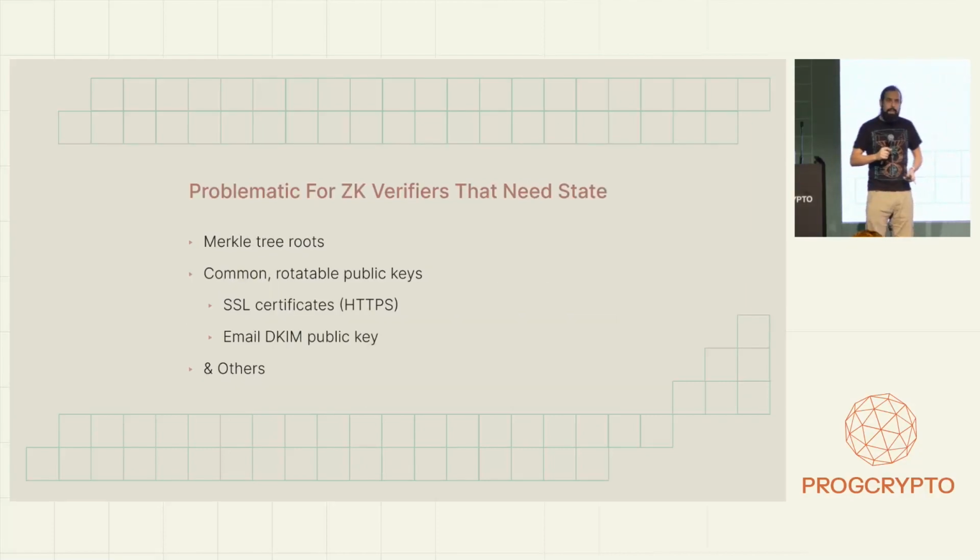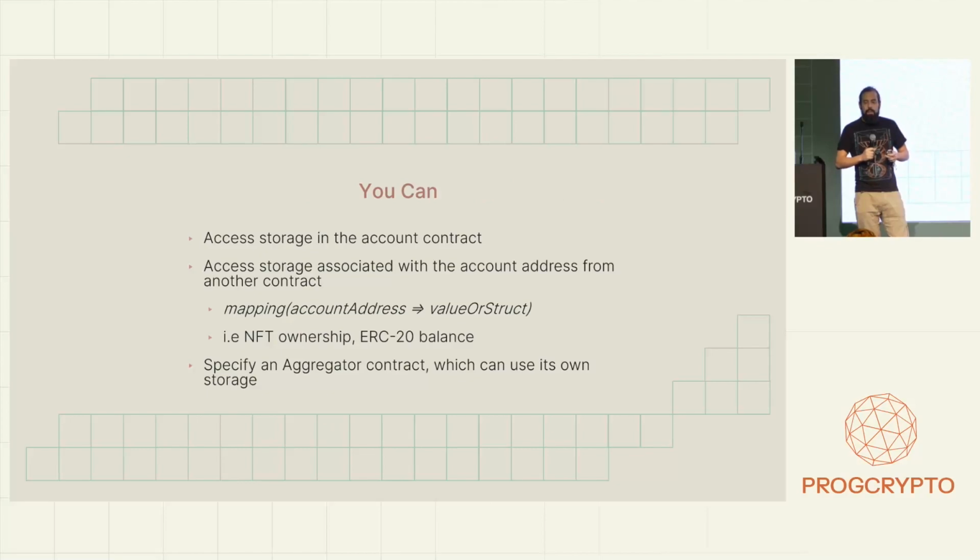And so this is very problematic for ZK verifiers that need state. Some common things would include a Merkle tree root, or common rotatable public keys, such as an SSL certificate, or an email DKIM public key, such as that used by ZK email, and there's others as well. However, we can access certain storage in the account contract. We can access storage in the actual account contract, so that contract that's deployed, but we can also access storage associated with the account address from another contract, as long as it's associated with only that address.